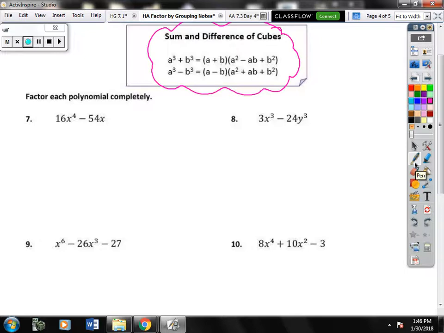What would I do first for number 7? Take out a GCF. 4 to 8, right? Something like 2x, actually. Again, factoring only. Factoring, not solving, just factoring.